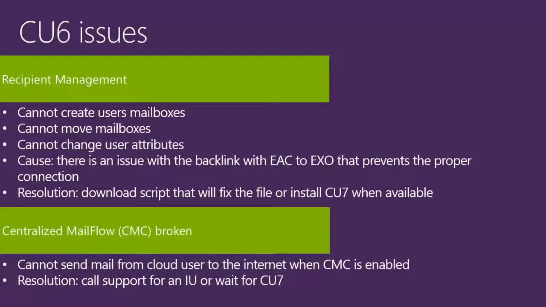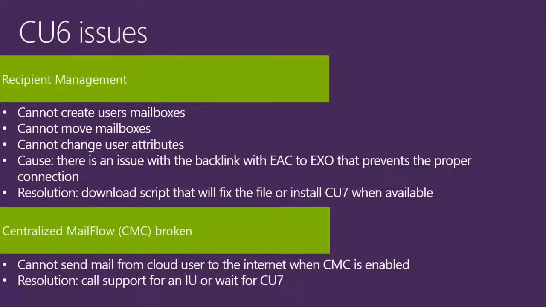There are some other things, some quirks as well. Exchange 2013 CU6, the current version. If you deploy the CU6 version that is available on the internet, then things will break, especially with regard to recipient management. You cannot create user mailboxes, you cannot move mailboxes, or change attributes. Why is that? There is an issue with the backlink in some of the XML files. There is actually a script that Microsoft has made available which you can run on the Exchange server, which will fix this issue. Or you could just hold off and wait until CU7 comes along and use that, because it would not have that issue. Okay?